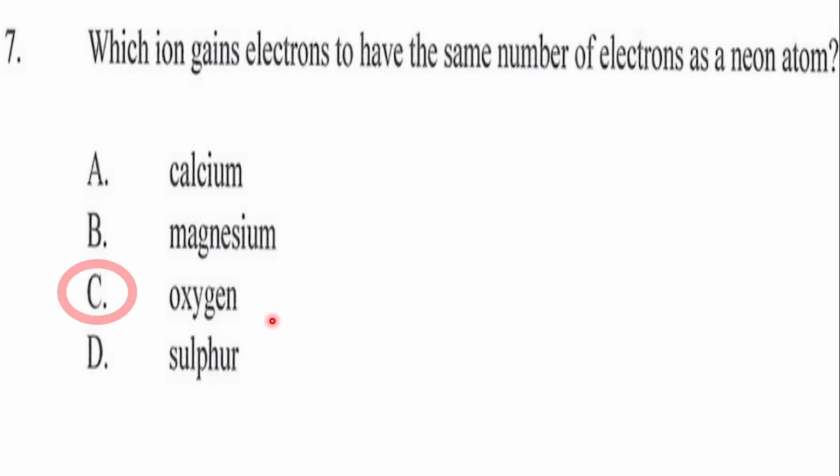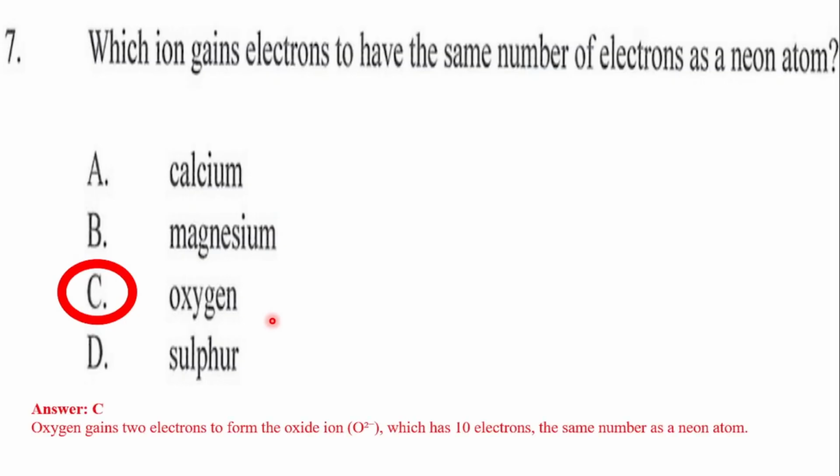The correct answer is definitely going to be C, oxygen, because oxygen gains 2 electrons to form the oxide ion, which has 10 electrons, the same number of electrons as a neon atom. So a neon atom has 10 electrons. Oxygen gains 2 electrons to form the oxide ion, and then it's going to have 10 electrons. It's the same amount of electrons as the neon atom.